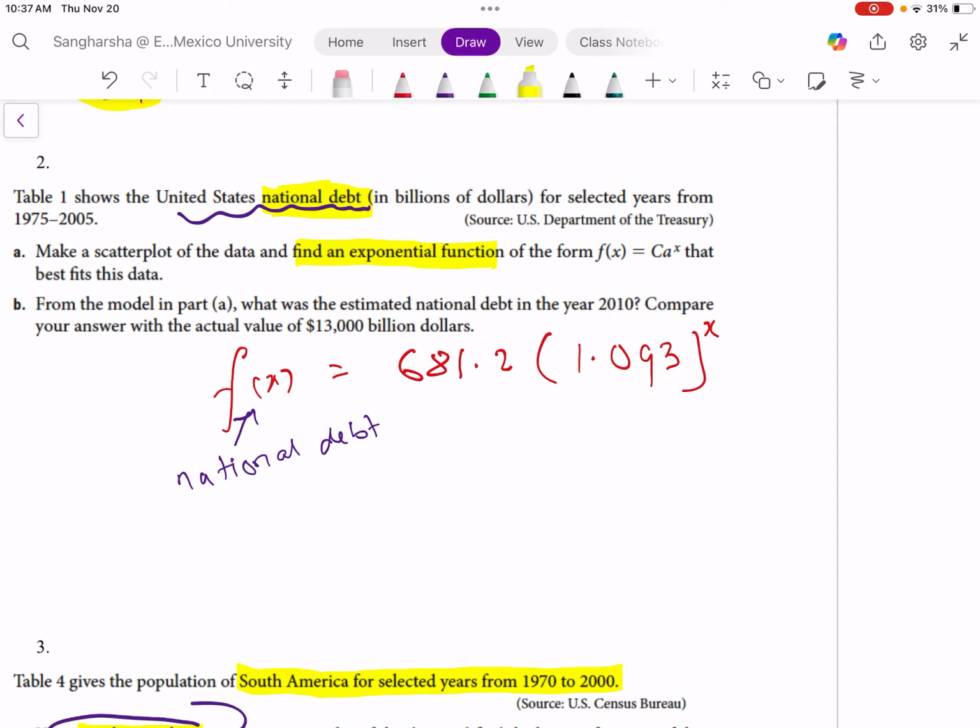Let me go back. Okay, they didn't define x here.